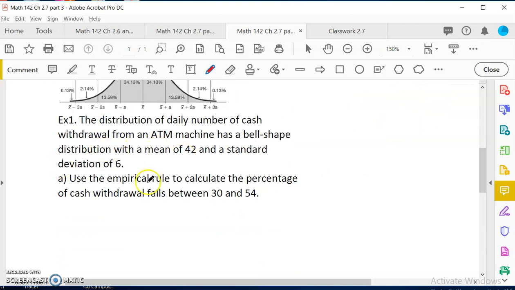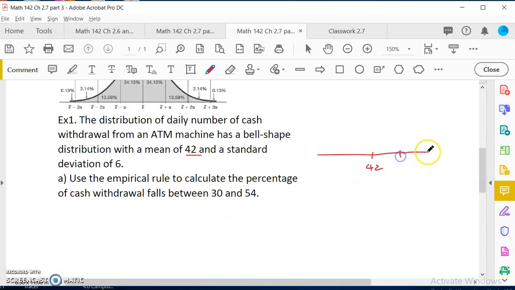So let's do an example. It's very easy, but you have to make sure that it has a bell-shaped distribution, and you have to know the mean and standard deviation. People draw cash from an ATM, and they say the cash withdrawal had a mean of $42 and a standard deviation of $6. Calculate the percentage of cash withdrawals that fall between $30 to $54. The way to do it is you draw a number line, always draw a number line, and put the mean in the middle. The mean is 42.